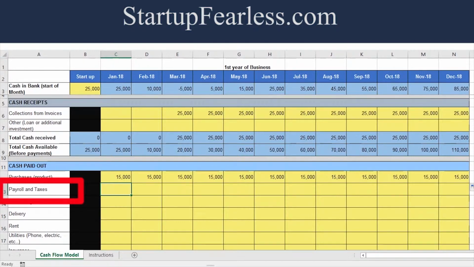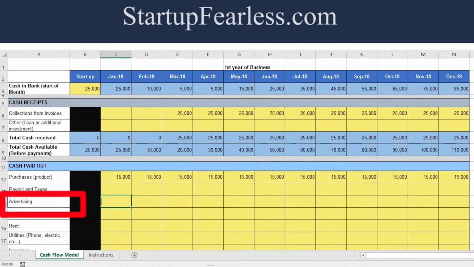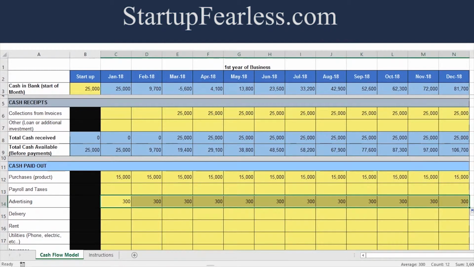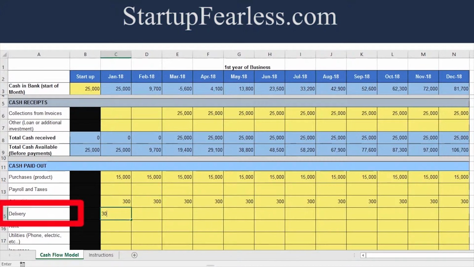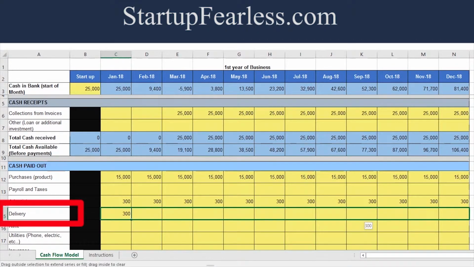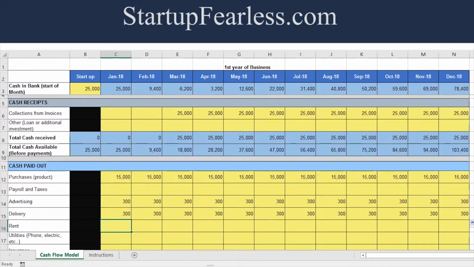Starting new business for the scenario, we're going to say that we don't have any employees and we're not currently paying ourselves, so we'll leave this open. Next column would be advertising. This would be your advertising expenses and marketing. We'll go ahead and put $300 per month. Delivery of the equipment, we'll put $300 per month. For rent, we'll say $1,500 per month.